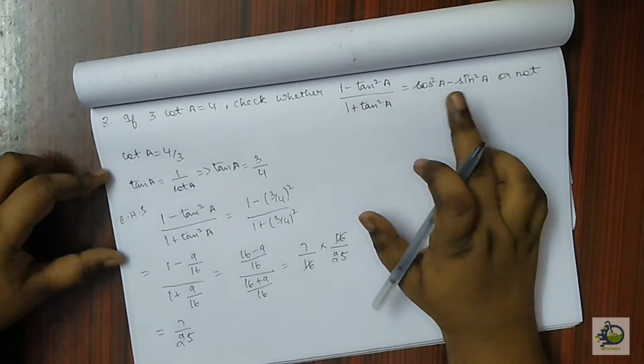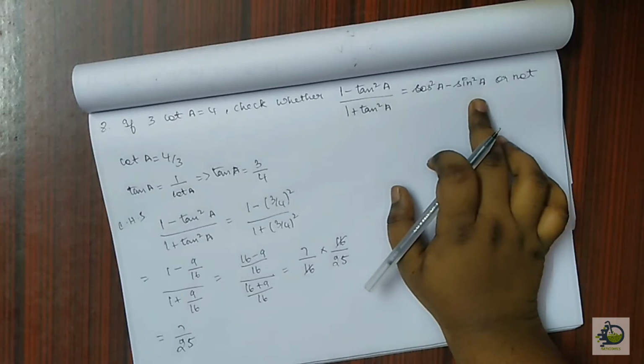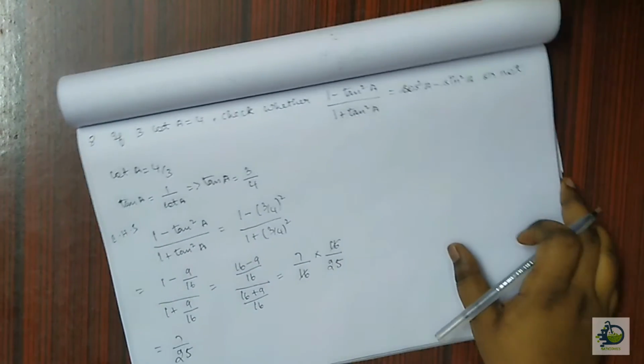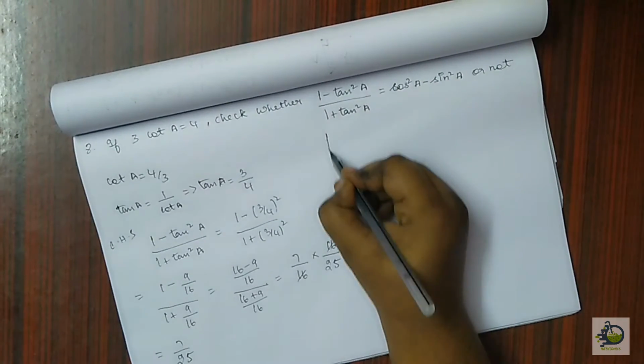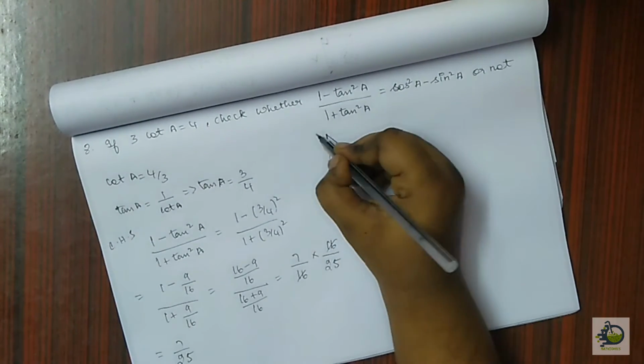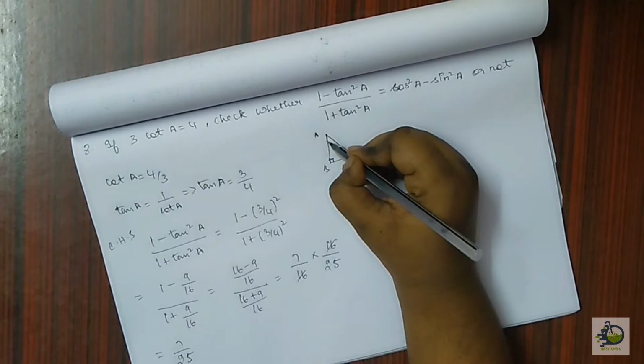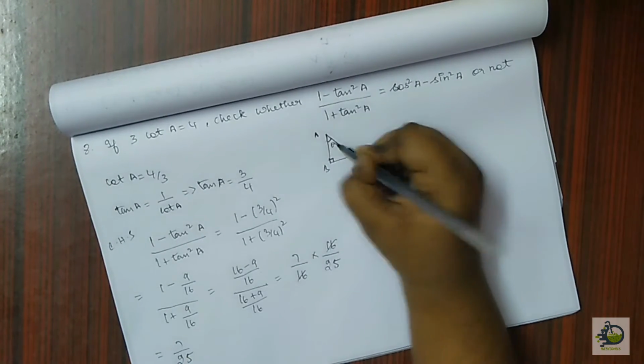Okay, now we have to find cos square A minus sin square A. So for that first we need the answer for cos A and sin A. To find that, let's draw a triangle ABC, right angled at B, and let me consider that theta lies at A.